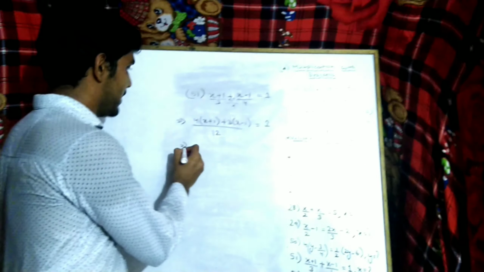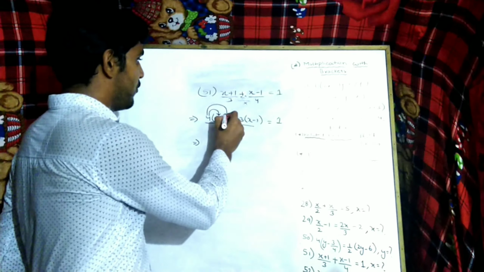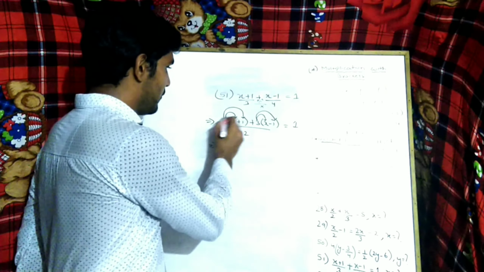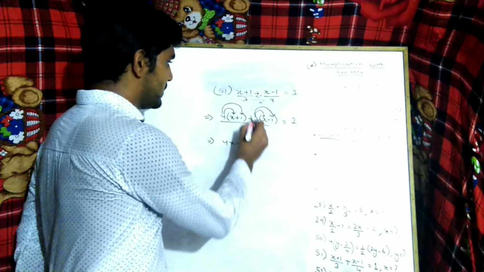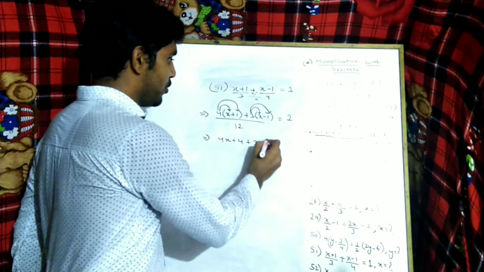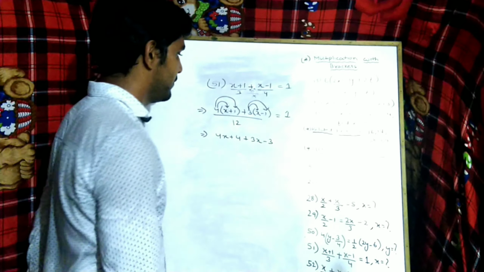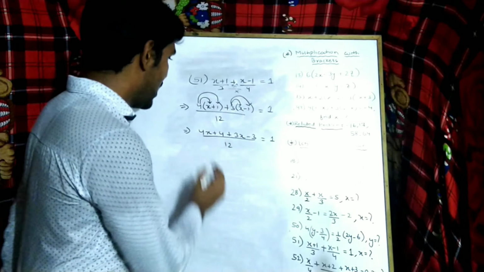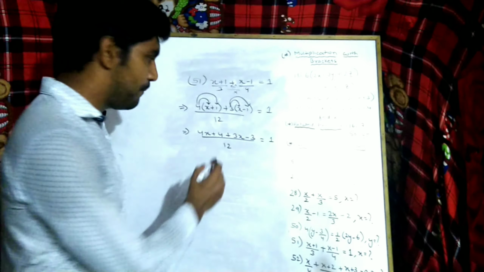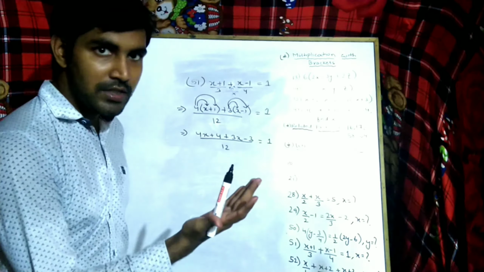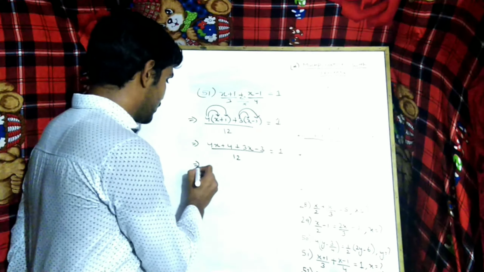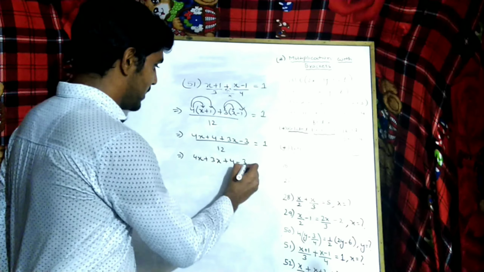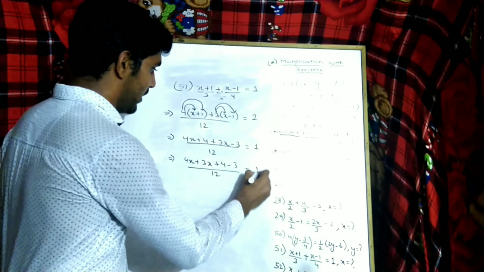Now start. 4 into x and 4, same process, okay? Before 1. So 4 into x, 4x. 4 into 1, 4. Plus 3 into x, 3x. 3 into minus 1 will be minus 3. Okay? By 12 is equal to 1. Now upper part, numerator, you have to see. Variables one side. So 4x plus 3x plus 4 minus 3 by 12 is equal to 1.